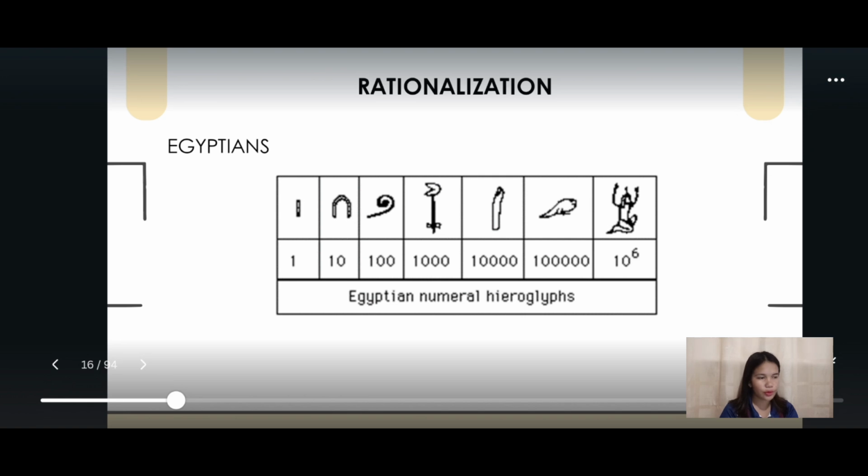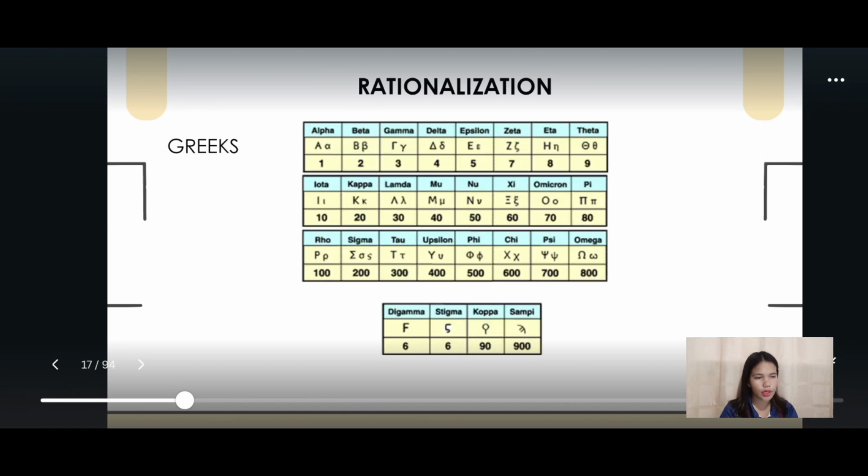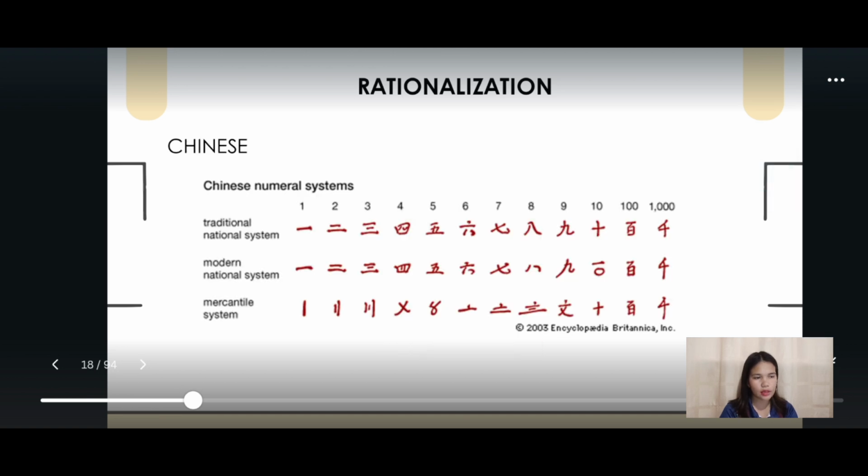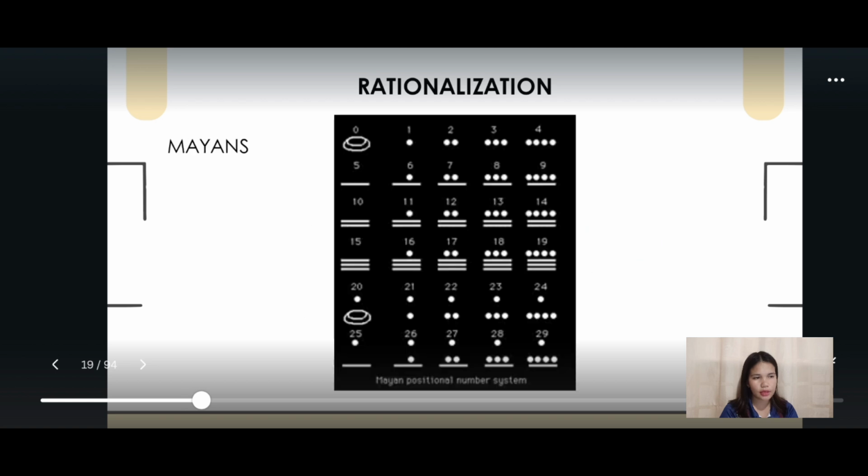For the Greeks, these are the numerical symbols of Greece. We have the Chinese, and lastly the Mayans. So are we using this today in our modern number theory?